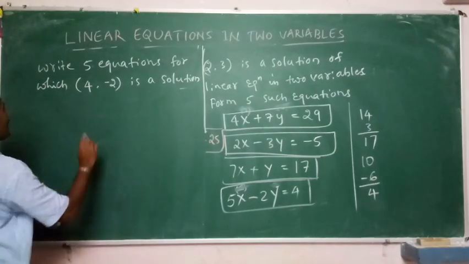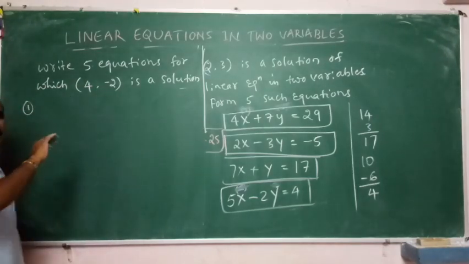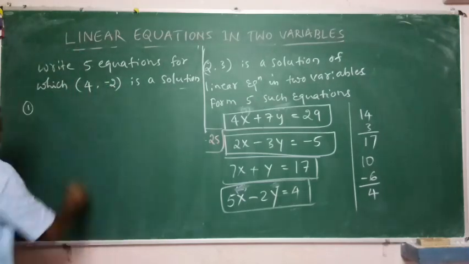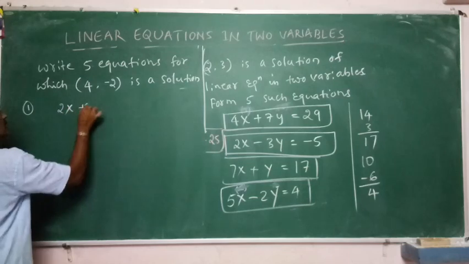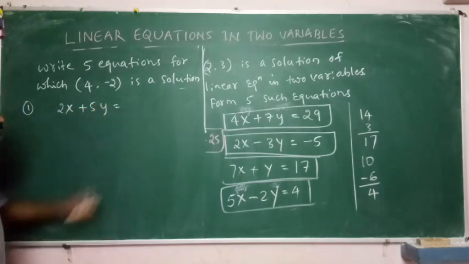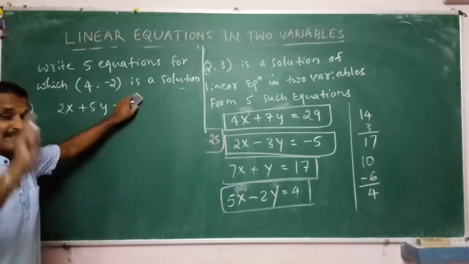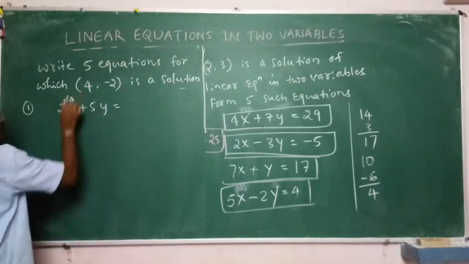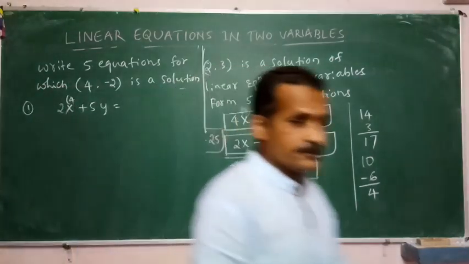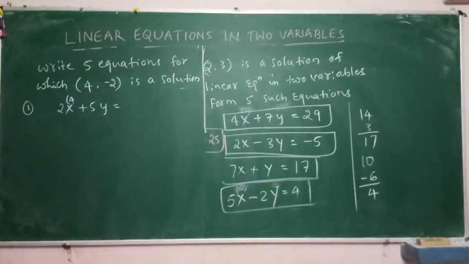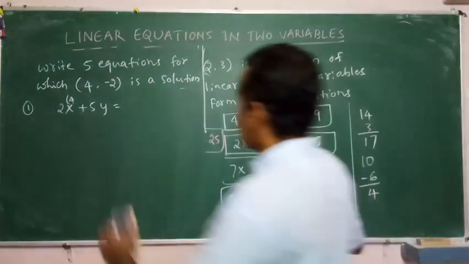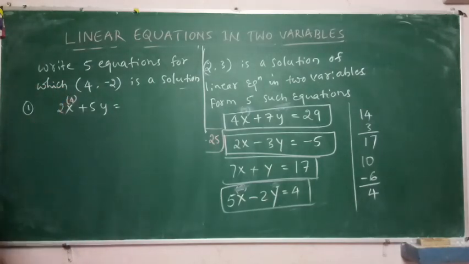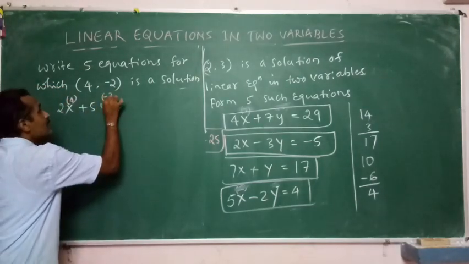Okay. Come on. First equation. LHS is of your choice. 2x plus 5y is equal to. Stop. Substitute. Check. Write the RHS. X value is 4. Y value is minus 2.